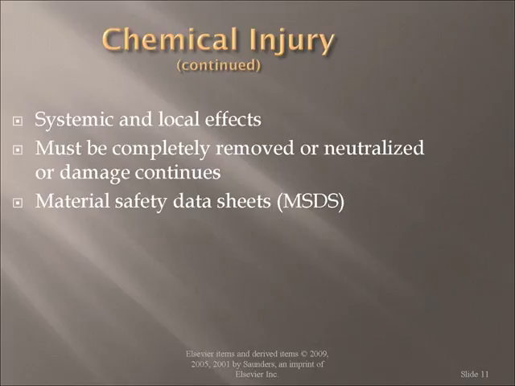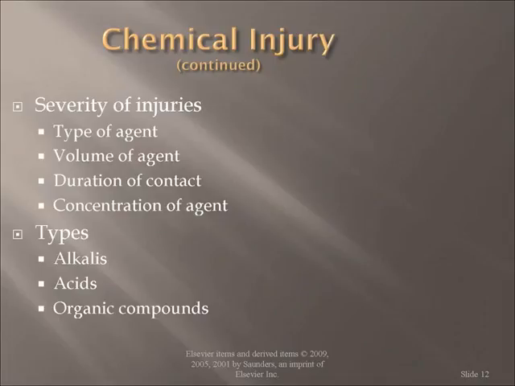Remember, we give anti-neoplastic medications to cancer patients. Those can be considered chemical injuries depending on what you do with those. A lot of those medications are very caustic when you touch them. Another chemical injury would be acid, battery acid. That's a chemical injury. So for chemical injuries, again, the severity of the injury also depends upon the type of the agent, how much of that agent was in the exposure, how long the contact was maintained with the agent, and how concentrated that agent is. There are different types like an alkali, an acid, and then there are even organic chemical compounds.